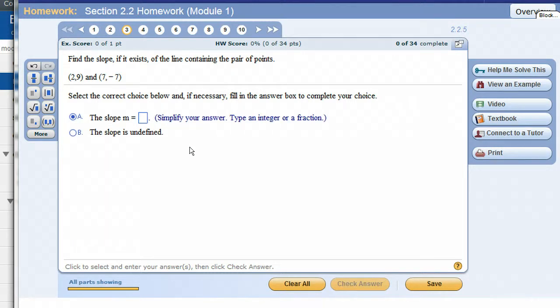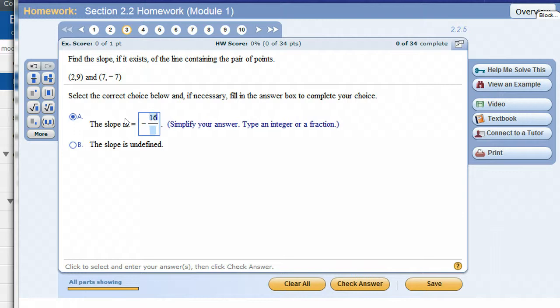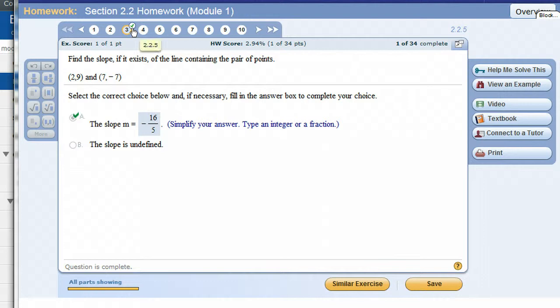So I think I said our answer was minus 16 over 5. And if we click check our answer, it says fantastic. And notice the 3 up here, it made a little green check mark. That means that we got the question correct. Okay, now if you get the question incorrect, it'll put a little red X there.